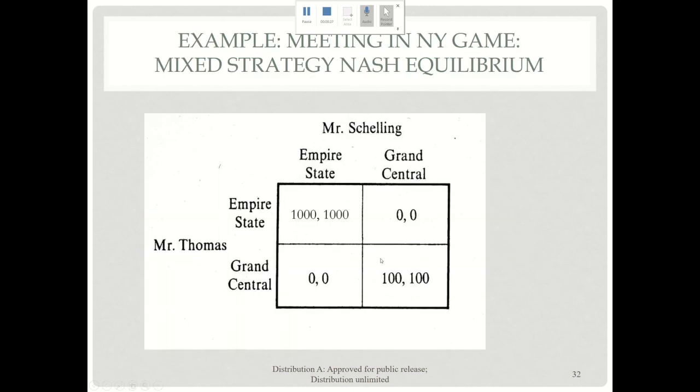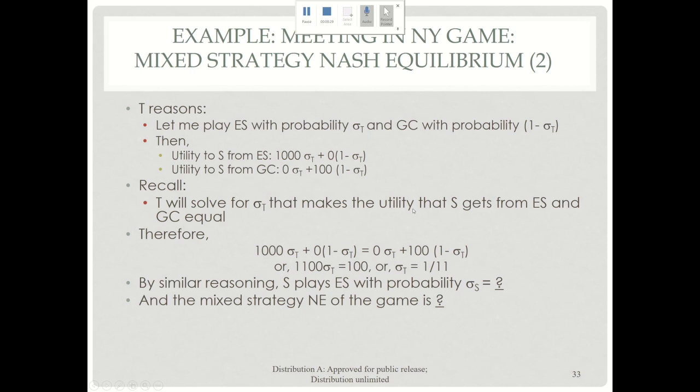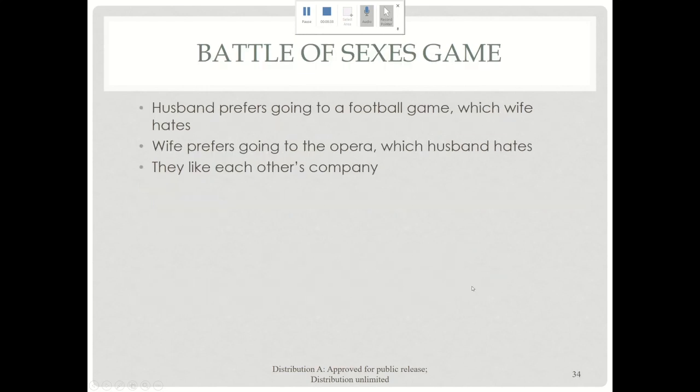I have given a few more examples. This is called a meeting game in New York. Once again, I have solved this partially for player 1, called player T, and its mixed strategy is 1/11th, 10/11th. You can solve the remainder of this game for player 2's strategies.